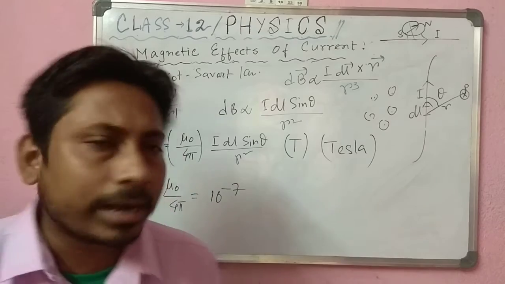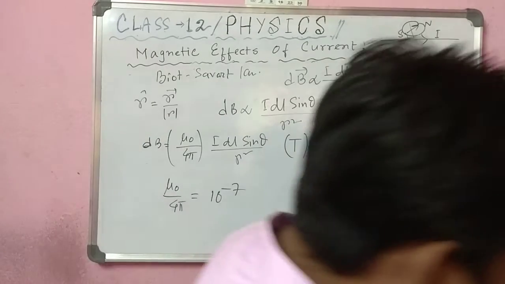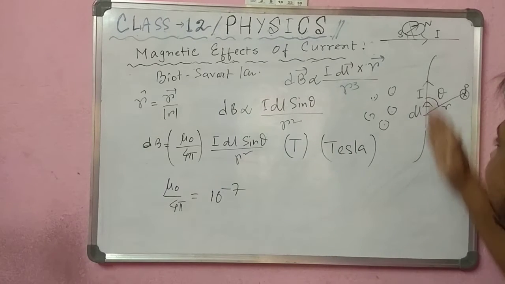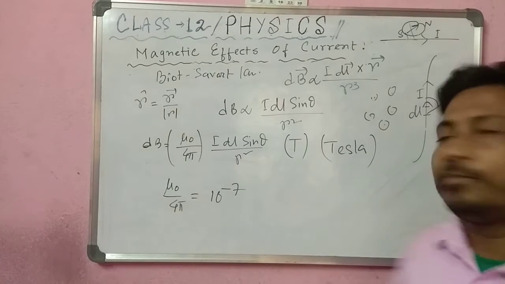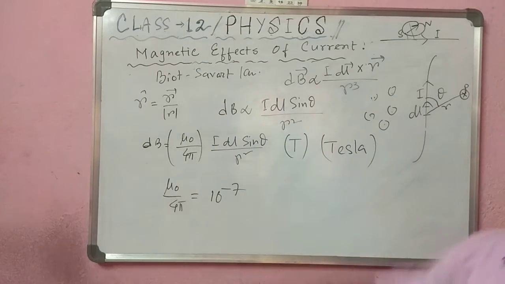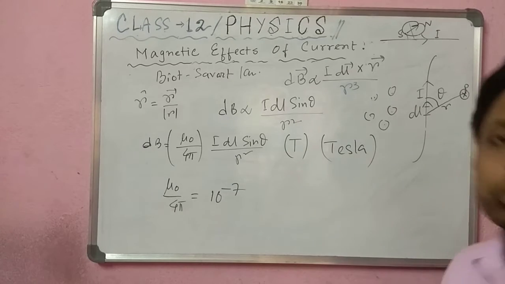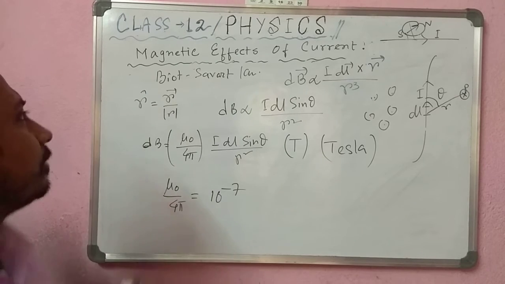So remember, this is the formula of Biot-Savart law, and using this formula, students, you can determine the magnetic field around the current. This is a current conductor. Around the conductor you can determine the magnetic field using this formula. Up to this, I think no problem. I already discussed this in the previous video, students. Now we're going to discuss some applications of Biot-Savart law.